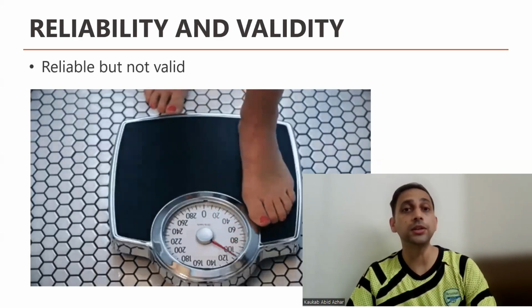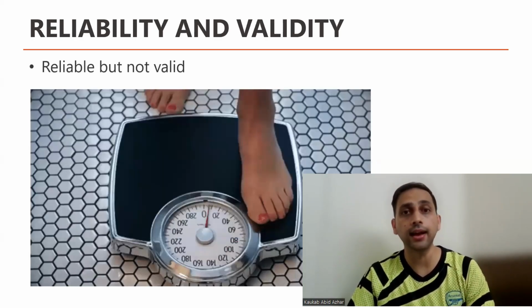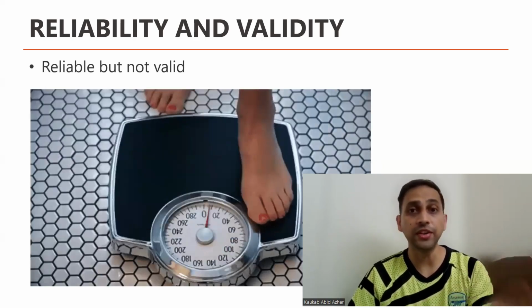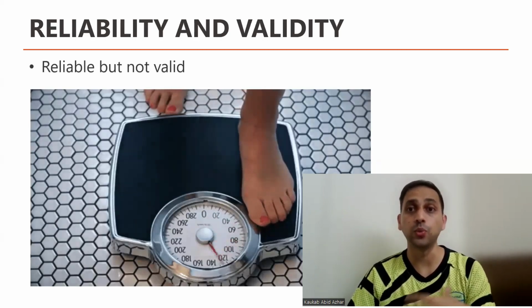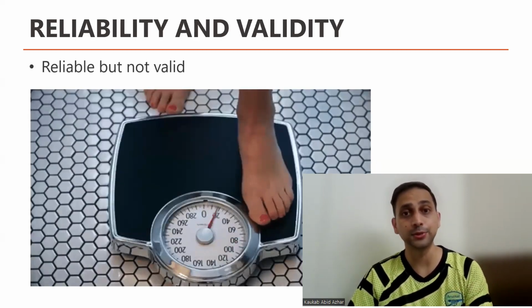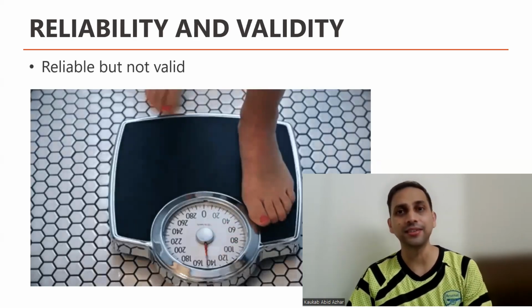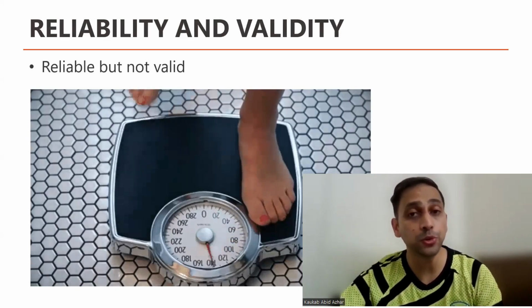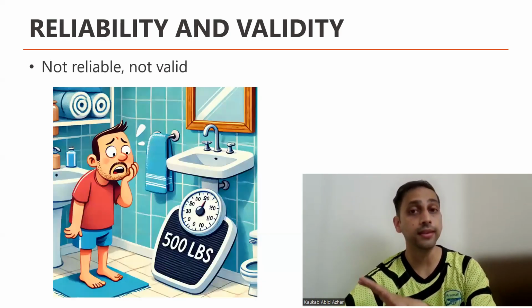For example, imagine a bathroom scale that is stuck at 150 pounds, and I am 150 pounds. So, every time I step on it, it shows 150 pounds. It's consistent, so it's reliable, but it's not accurate, so it's not valid. However, for a measurement to be valid, it needs to be reliable.